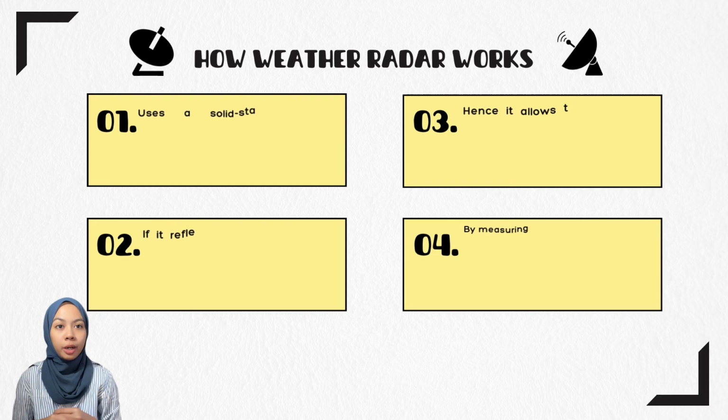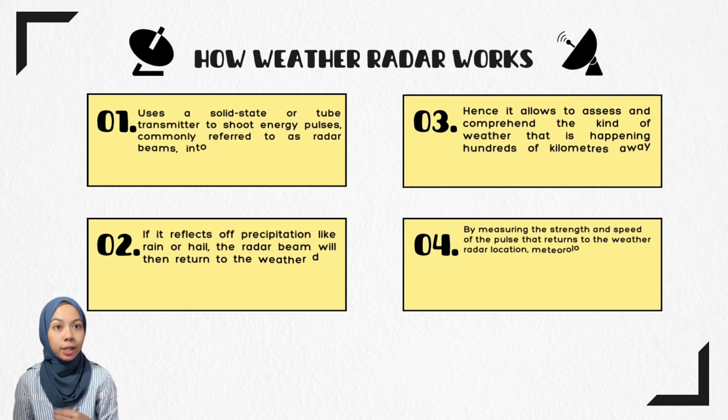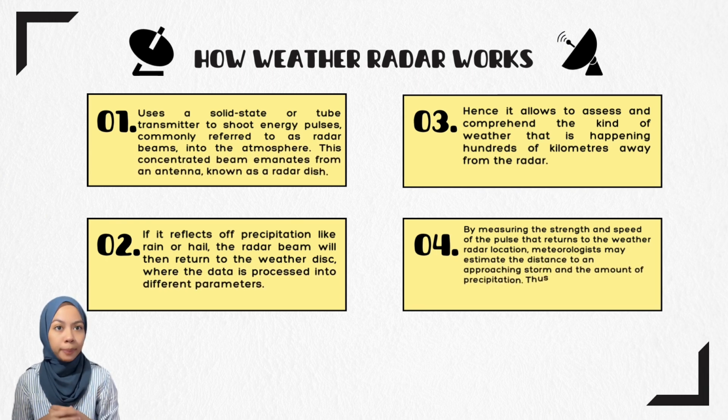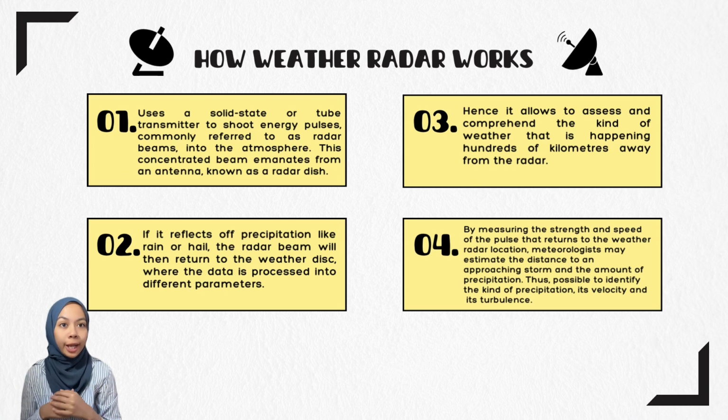So how does weather radar work? First, energy pulses are issued into the atmosphere using a solid state or a Q transmitter. These energy pulses are referred to as radar beams. This concentrated beam emanates from an antenna, which is known as a radar dish. Next, if it reflects off the precipitation, such as rain or hail, the radar beam returns to the weather radar, where the data is processed into different parameters. Hence, it allows us to comprehend the kind of weather that is happening 100 kilometers away from the radar.